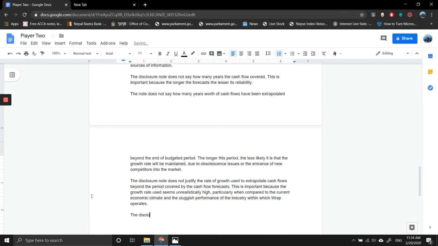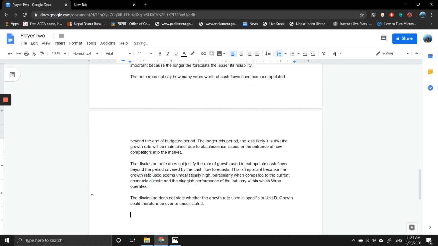The disclosure does not state whether the growth rate used is specific to unit D. It could happen to unit D, but it does not specify. Growth could therefore be over or understated, right?